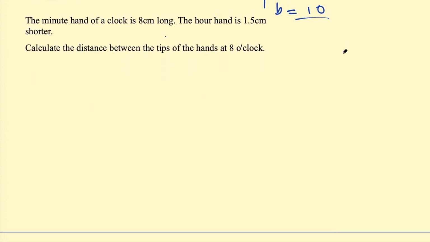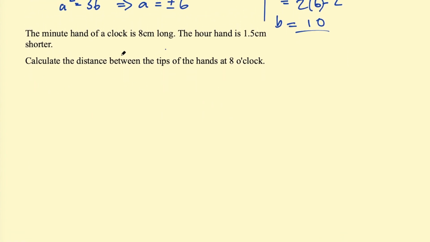This says the minute hand of a clock is 8 centimeters long. The hour hand is 1.5 centimeters shorter. Calculate the distance between the tips of the hands at 8 o'clock. Okay, so let's go ahead and draw a clock. Do you remember learning how to read a clock? And you'd have like a sheet full of clock faces, and you'd have to write down the time underneath. I remember. Those were the days.